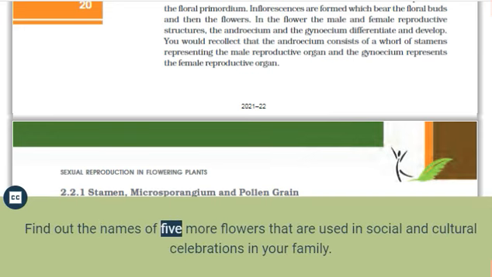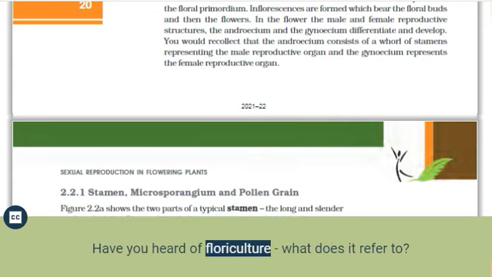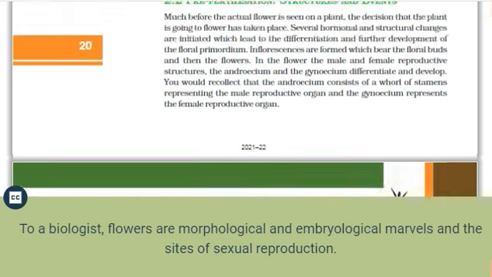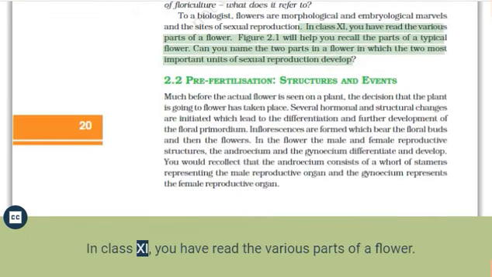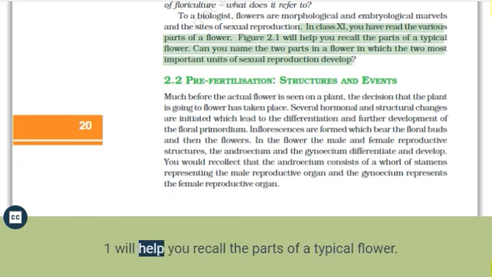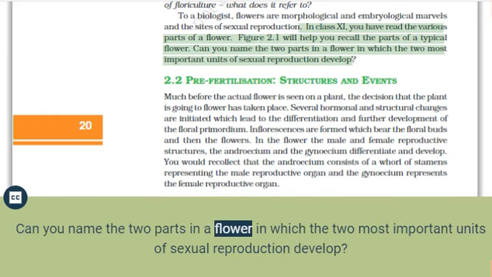Find out the names of 5 more flowers that are used in social and cultural celebrations in your family. Have you heard of floriculture? What does it refer to? To a biologist, flowers are morphological and embryological marvels and the sites of sexual reproduction. In Class 11, you have read the various parts of a flower. Figure 2.1 will help you recall the parts of a typical flower. Can you name the 2 parts in a flower in which the 2 most important units of sexual reproduction develop?